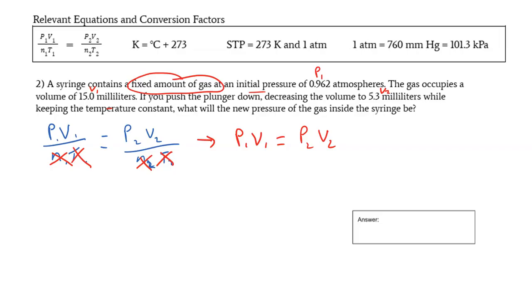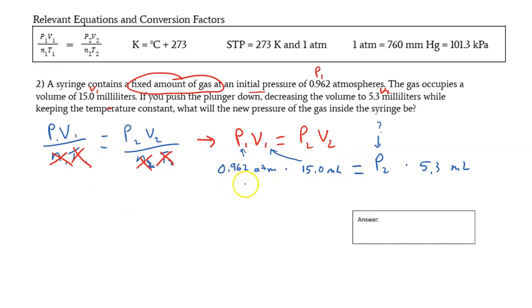So for P1, I've got 0.962 ATM times V1, which is 15.0 milliliters, equals P2. That's the one I don't know yet. Doesn't tell me what that is up there. Times 5.3 milliliters. Okay? So, that is just substituting those values in where they belong.